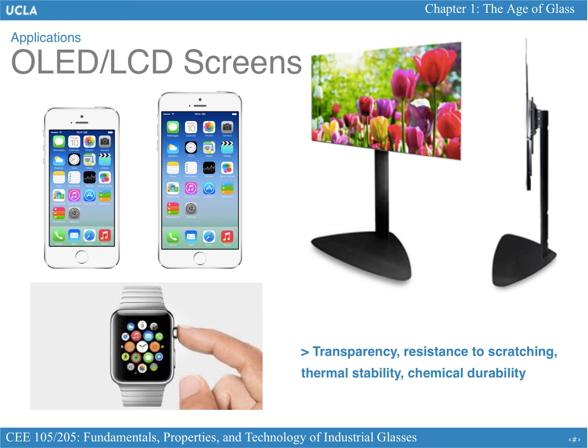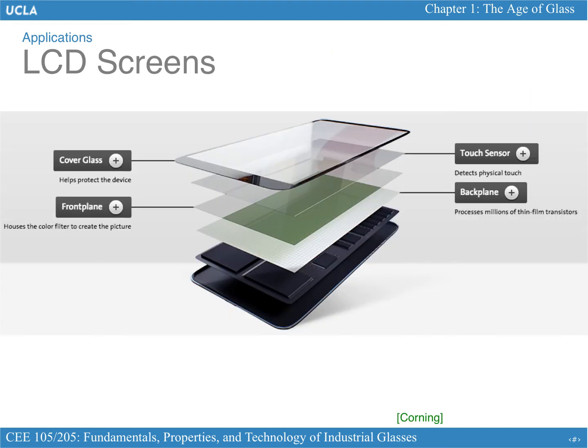There are several layers of glass, not just the outside of the screen being made of glass, but really several layers of glass that are used to make any screen, whether it's OLED or LCD. So we'll talk a little bit more about that. For example, on LCD screens, there are typically four layers of glass that are used, and each of those glasses has a distinct role.